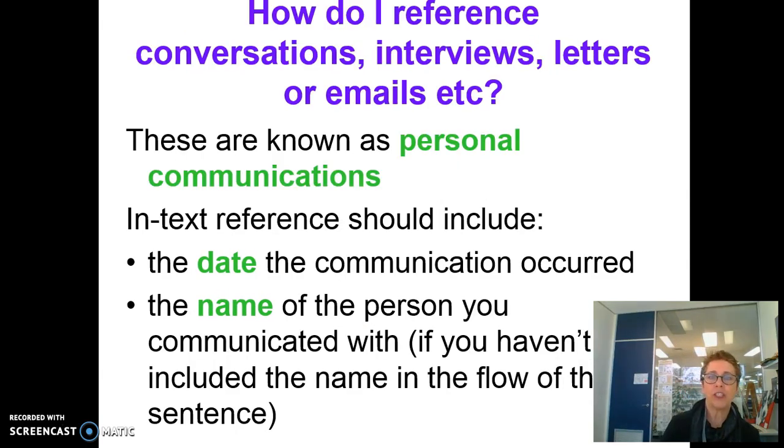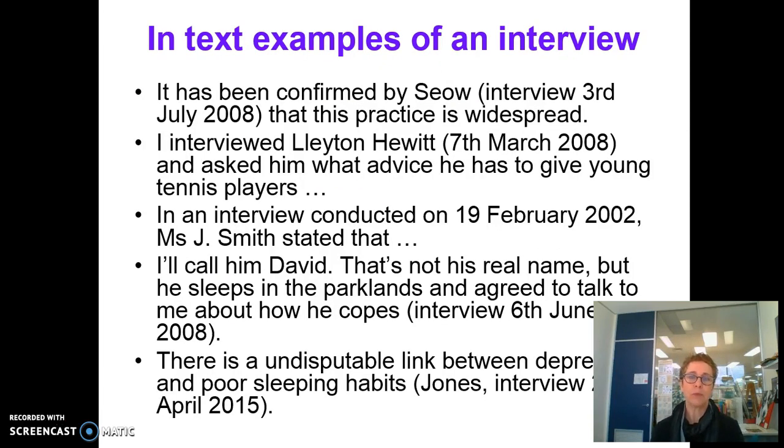When you reference conversations, interviews, letters or emails, these are generally known as personal communications. The in-text reference includes the date that the communication occurred and the name of the person you communicated with, if you haven't already used it in the flow of the sentence. Here are lots of examples that have come from the SACE Board website, and you can read through those. You can see that the name of the person who was interviewed either comes in the flow of the sentence, and then in the brackets you just put the date of when the interview occurred. In the last example there, you can see that the surname of the person who was interviewed is in the bracket instead of being in the flow of the sentence.